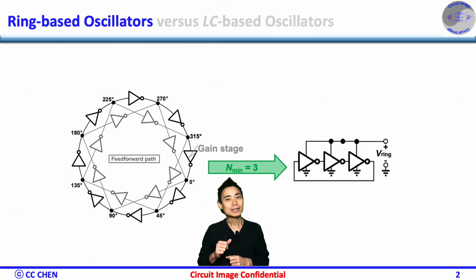The first type is the ring based oscillator, which consists of several gain stages in a loop, like a ring. Therefore, we may call the configuration a ring oscillator. The minimal number of stages could be only 3 to provide the positive feedback around the loop. Intuitively, what's the first advantage of the ring-based oscillator?